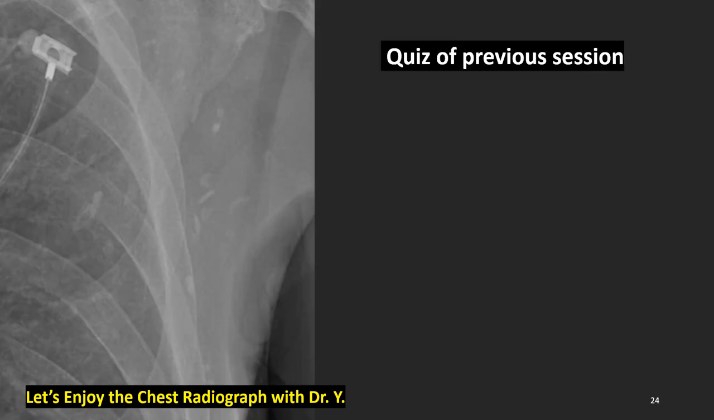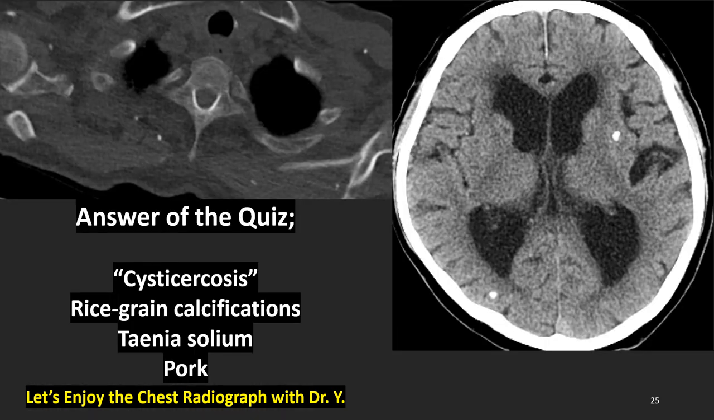This is the image of the previous session quiz. Have you got the answer? Hope to be correct. The answer is cysticercosis. Calcification of cysticercosis looks like rice grain. The calcifications look like rice grain.